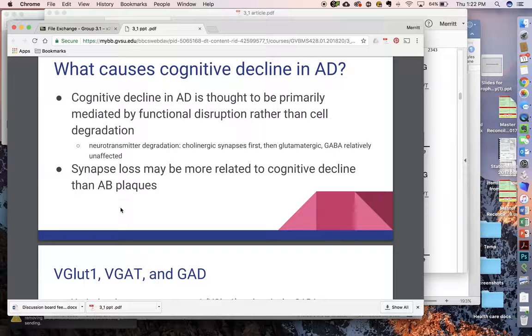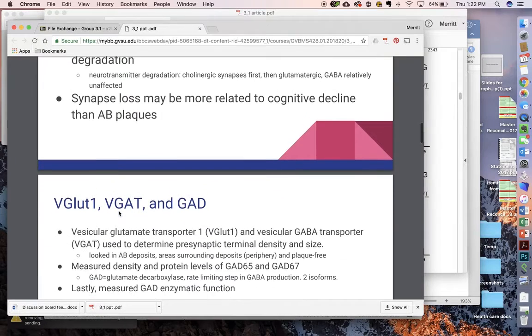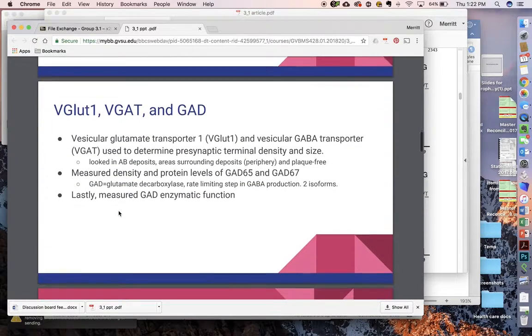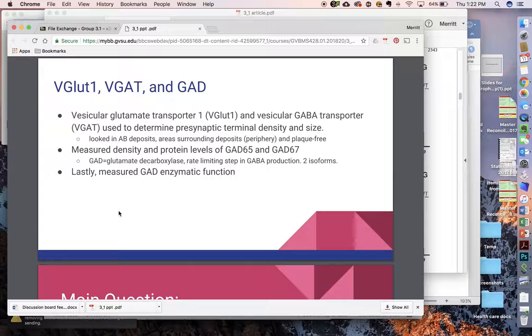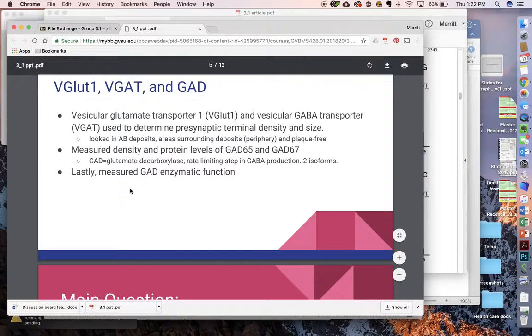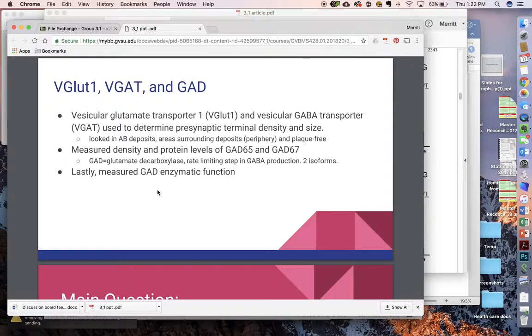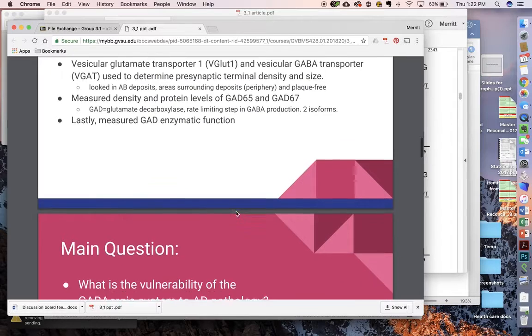They'll actually walk through and tell you, well, this is why the results that we have here are important. So when you're choosing your paper, think about that and see if they're giving a good context for what they're actually presenting. And then they also introduced some of the things that were being measured in this particular type of study. So vGlut1, vGAT, and GAD are several different types of transporters that were being used to measure the presynaptic terminal density and size.